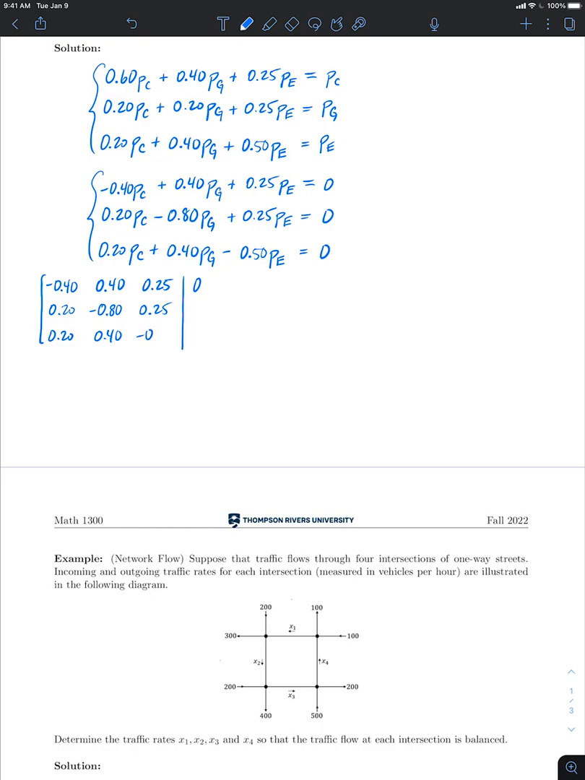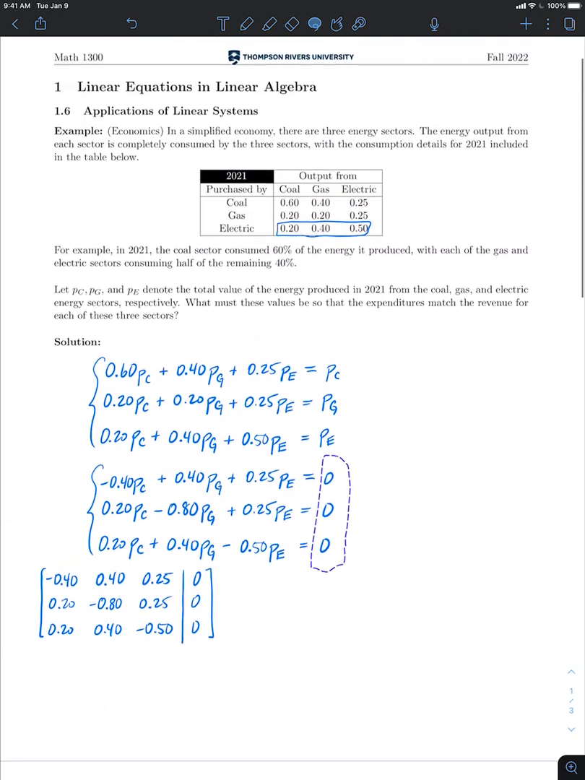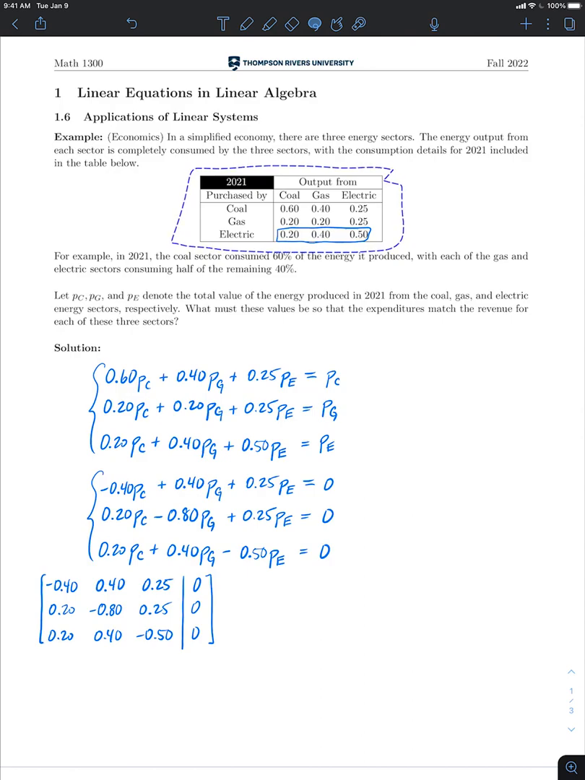And now we're ready to solve this. By the way, you notice it's a homogeneous system. What solution does a homogeneous system always have? It always has the trivial solution. So in other words, we could satisfy all three of these equations by just setting P sub C, P sub G, and P sub E all equal to 0. This would be trivially satisfied if all of the sectors produced absolutely no energy at all, then you could put whatever you wanted in this table and it would always be true, right? So that's not really a particularly interesting solution. So we're not looking for that solution. We're looking to see if there are other solutions.